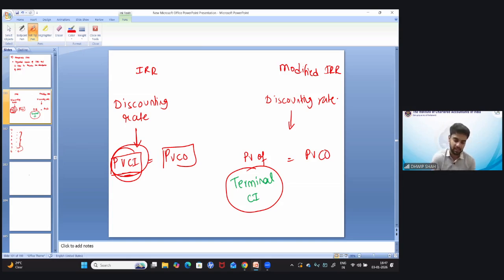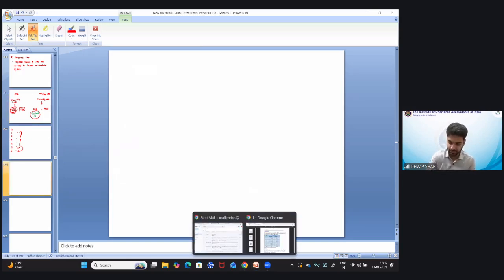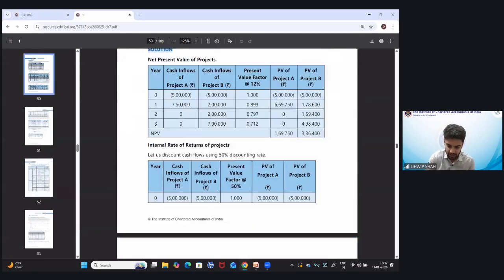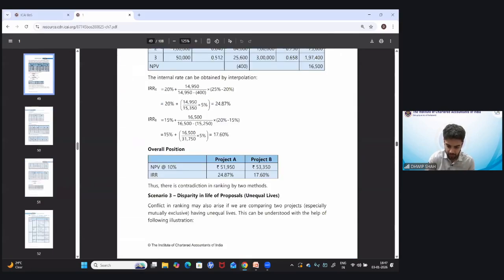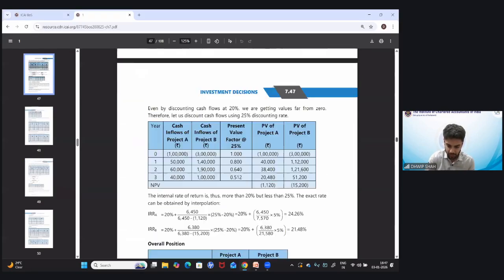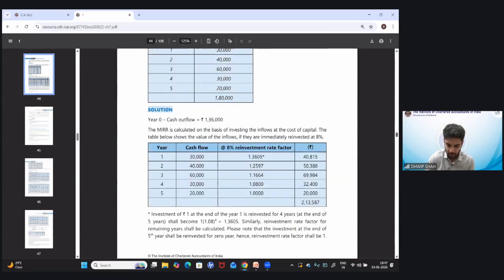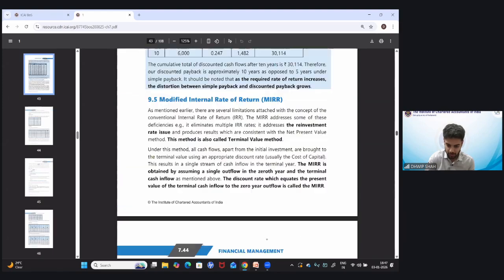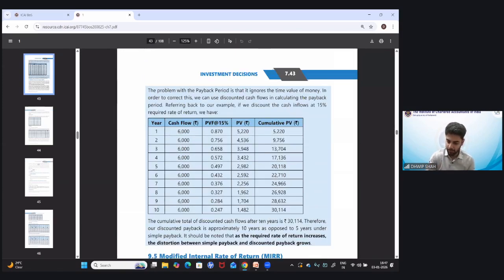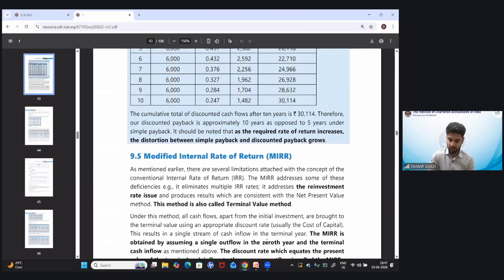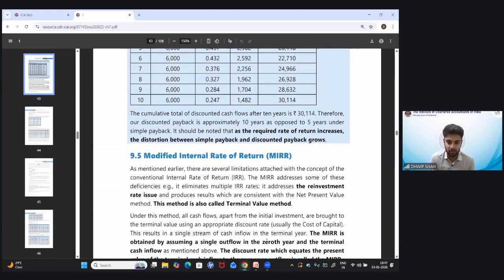Now how to do that? Let's understand with illustration. Numbers लेने पे it gets more clear. Modified IRR, हाँ, okay. So this is on page number 7.43. Page number 7.43. Just a brief para about modified IRR.